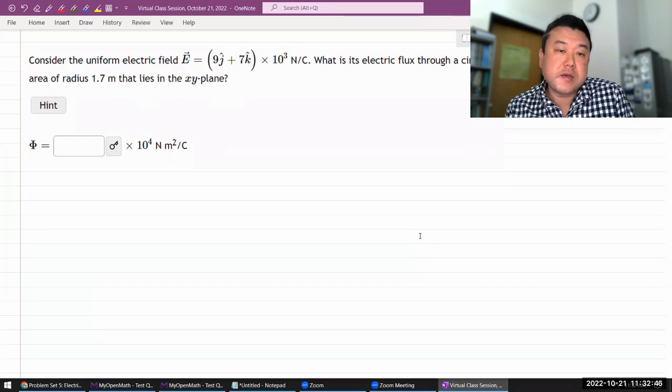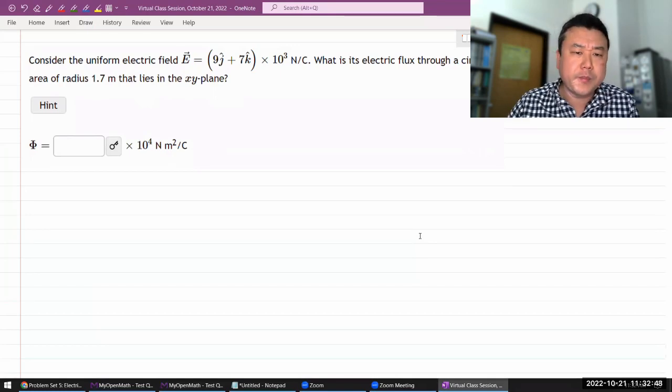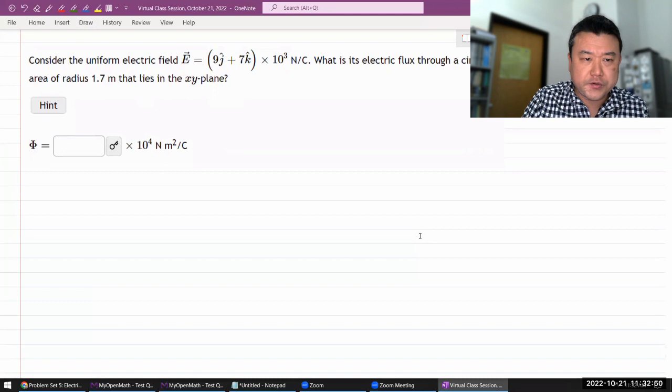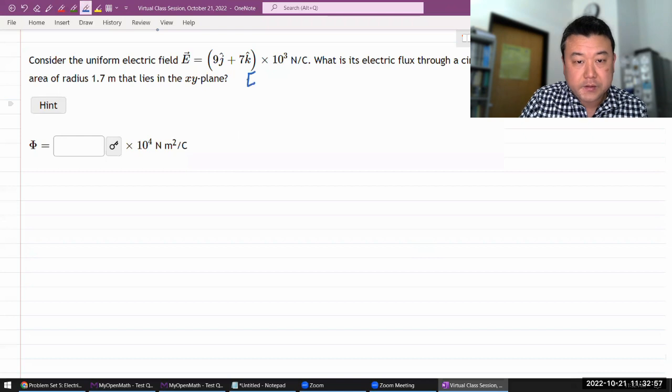Okay, so it says consider the uniform electric field. I like uniform. So they are giving us the magnitude of the electric field and what is the electric flux through a circular area of radius r. Okay, and they've given us enough information to calculate it. That lies in the xy plane.